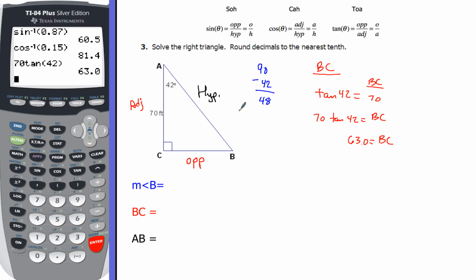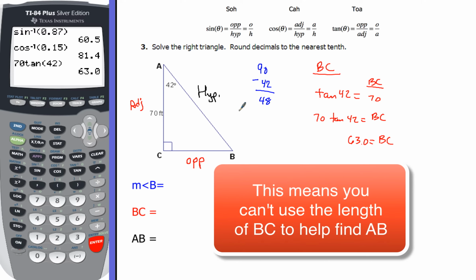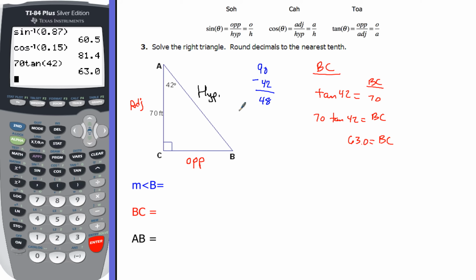Here's a common mistake. You can't use anything you find to find something else. Let me repeat that again. You can't use found information to find additional information. So always make sure you only use whatever you're given to help you find any of the missing information on solving right triangles. So get after AB.